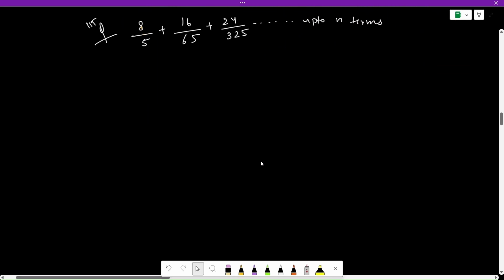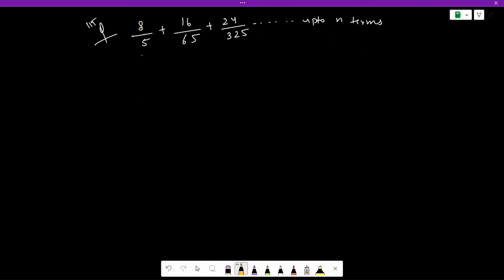So this question came in IIT. Now this is the series 8 by 5 plus 16 by 65 and so on. So what you should do first is write this in summation form so that you can see clearly how these terms are formed. So let's write summation. Now as you can see in the numerator, all terms are multiples of k. So let's write it as 8k.